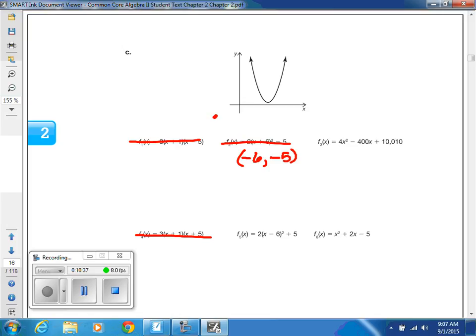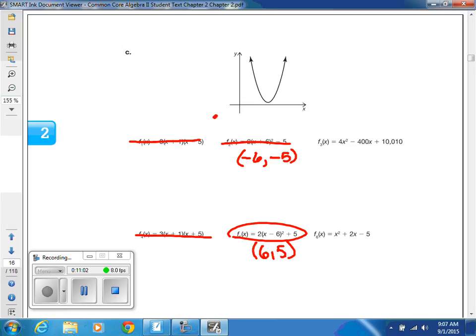Where's this vertex? 6, 5. Are we good? Yeah, it could be F5. Alright. How about over here? Standard form. What do I know about standard form? Y-intercept. Could this y-intercept be 10,010? Maybe. It could be. How do you know?